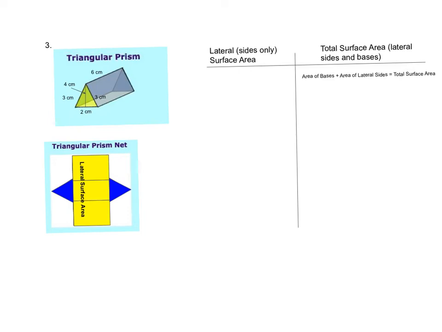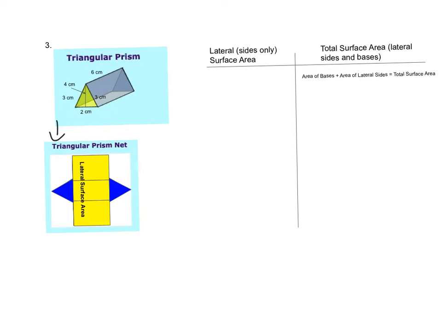Okay, in this example, we have a triangular prism, and we're going to find the lateral surface area and the total surface area. The first thing we need to do is look at the net, which is drawn out below, and label the dimensions. I'm going to start with the base.